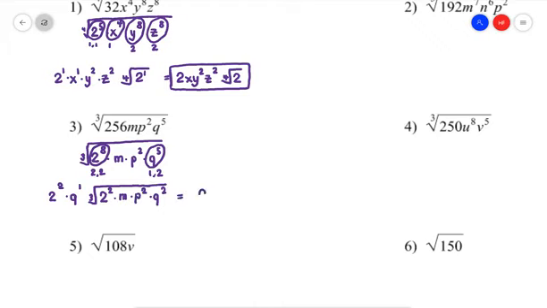So again, when we write our final answer, we're going to change that 2 squared to a 4 so we don't have a power on it. Q, cube root of 4m p squared q squared.